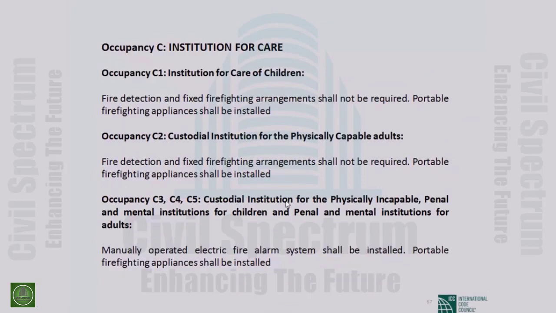This is for healthcare institutes. Here you need some portable fire extinguisher, but fire detection and fixed firefighting arrangements shall not be required because it is very small size. But for custodial C2, the similar thing is not required. For C3, C4, C5, manually operated electric fire alarm system shall be installed. Portable fire extinguisher appliance shall be installed.